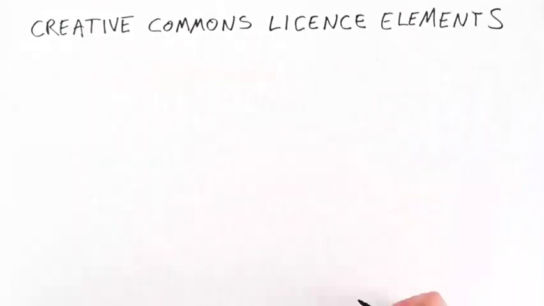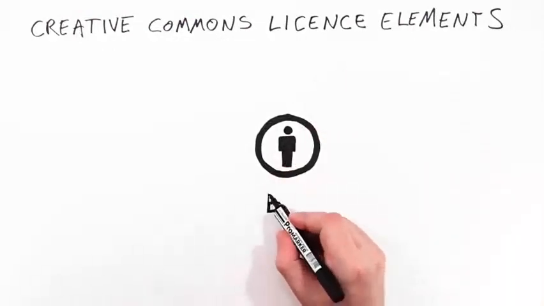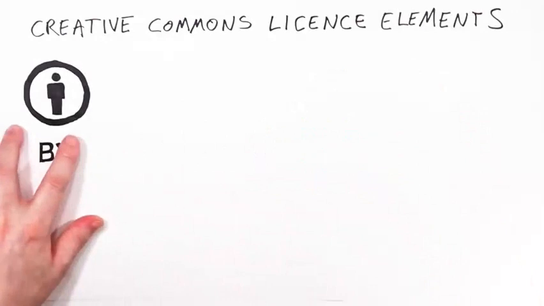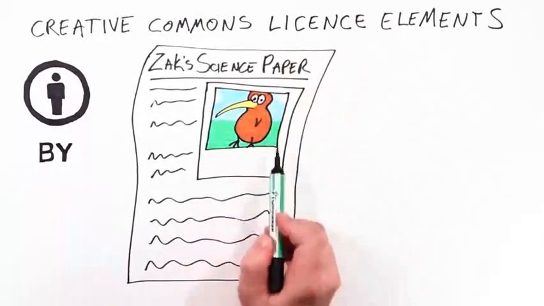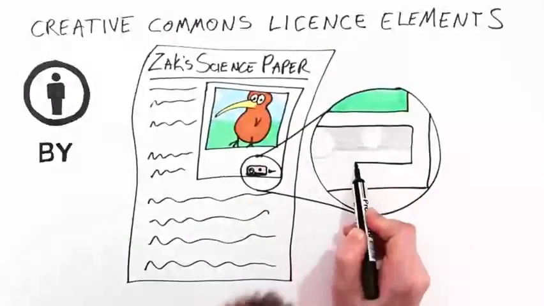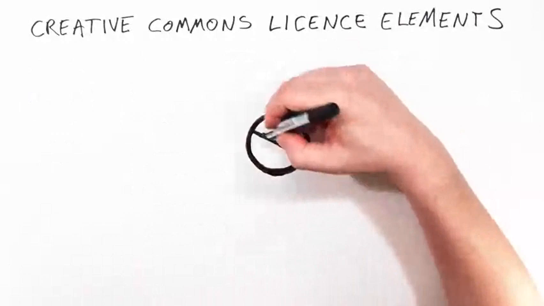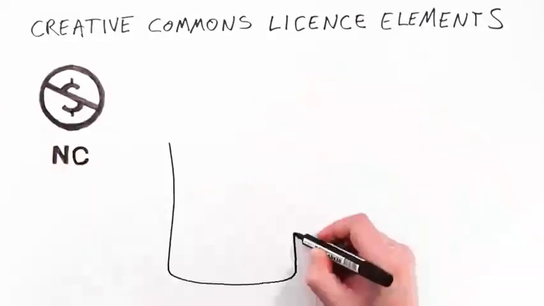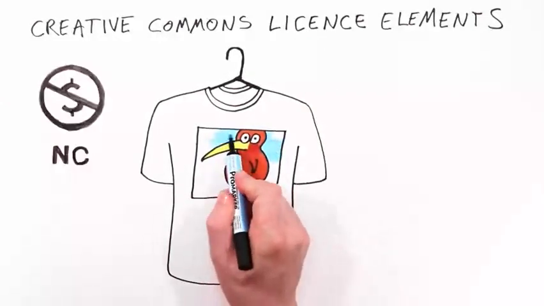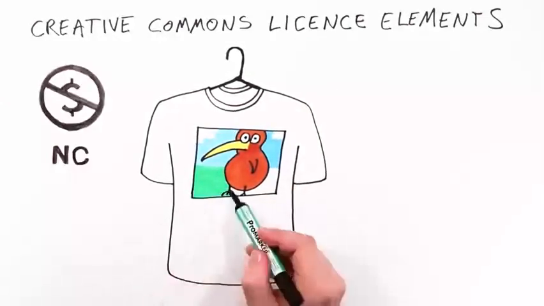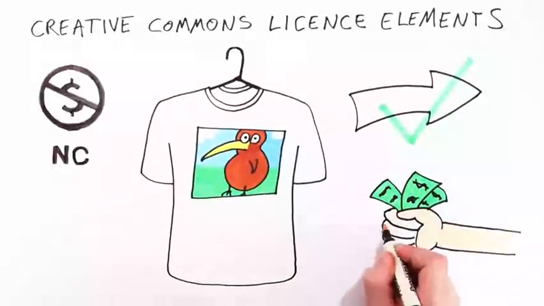Creative Commons licenses are made up of license elements. You can think of them as rules, and each has its own special symbol. This is attribution. It means that Zach must acknowledge Kiri when he publishes his science project containing her photo. This is non-commercial. It means no one else but Kiri is permitted to make money from CC Kiwi. Tim wants to print the photo onto t-shirts and distribute them to friends. He can do this, but he must not sell them.